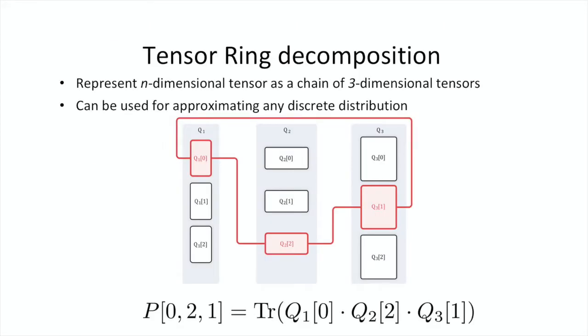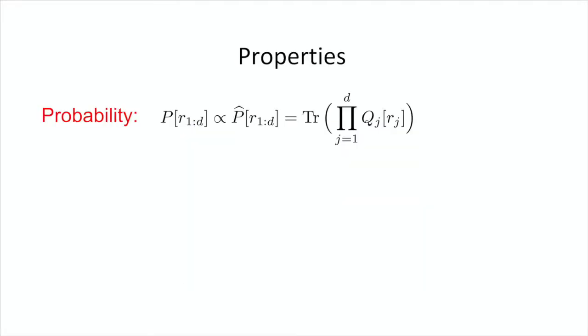The key component of the proposed prior is a tensor ring decomposition that allows us to store a discrete distribution with a small number of parameters. For example, to compute a value of p at position 0 to 1, we compute a trace of q10 times q22 times q31. Tensors q are learnable parameters of our model. This decomposition is formally defined as shown on the slide. Here, three-dimensional tensors q are called cores.